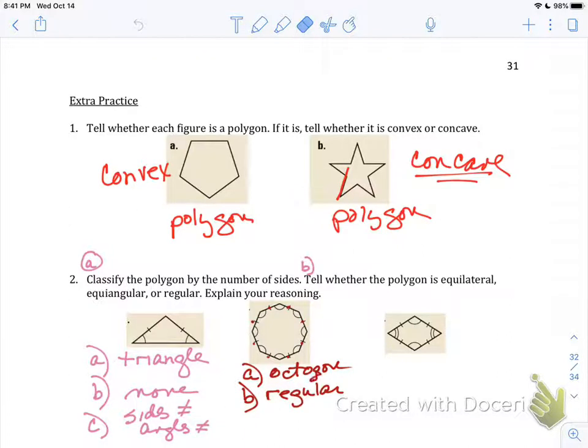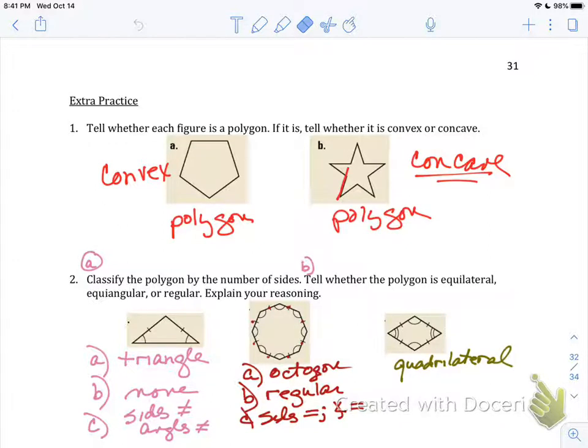And why can I say that? Because the sides are equal and the angles are equal. All right, last one. This has 4 sides. If it has 4 sides, it is a quadrilateral. And you want to memorize that as well.